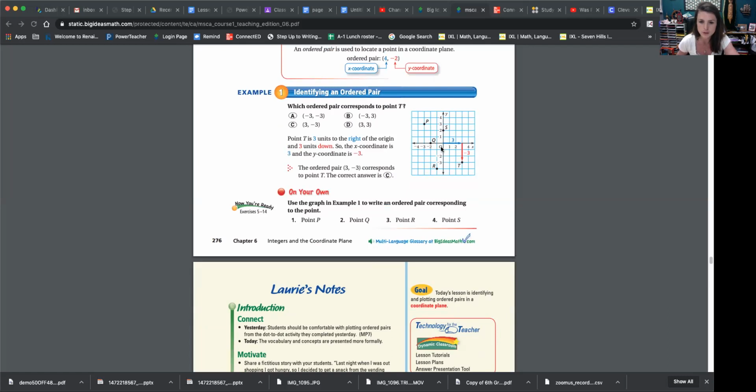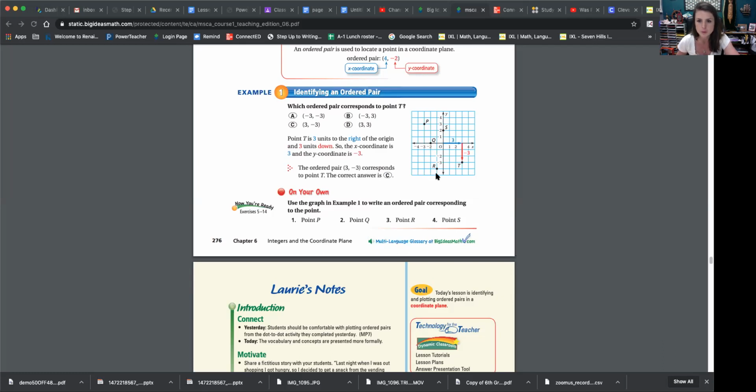And then Q is going to be -2, but then it doesn't go up at all. So when it doesn't go up at all, it stays on the x-axis, which means the y is actually 0. So Q would be (-2, 0). (-2, 0).